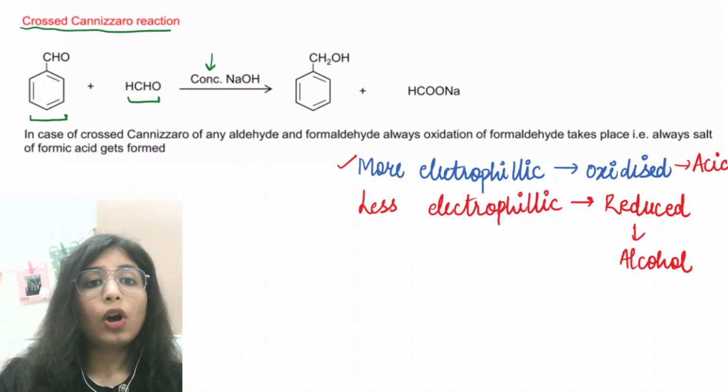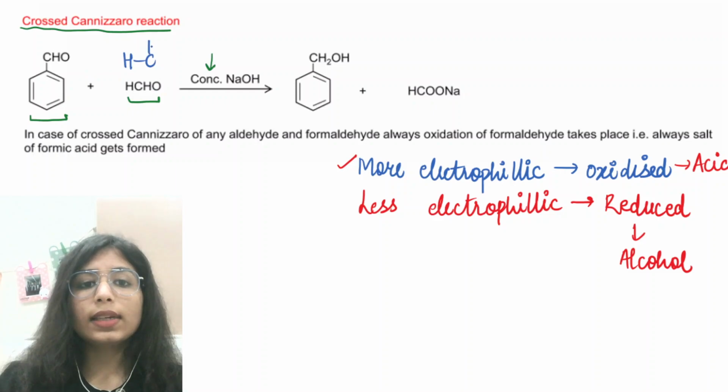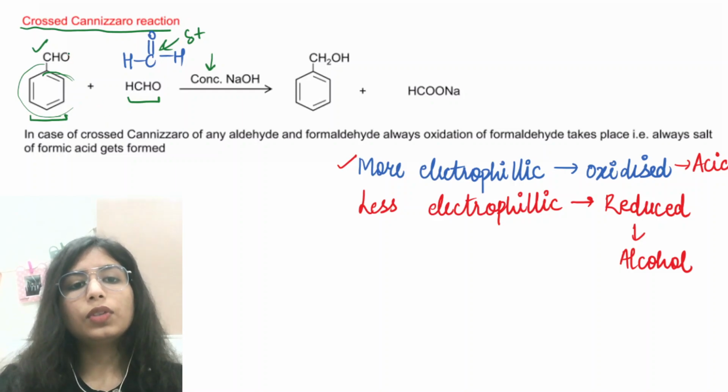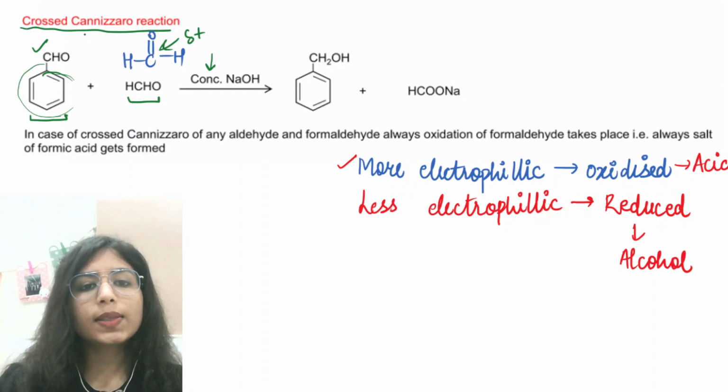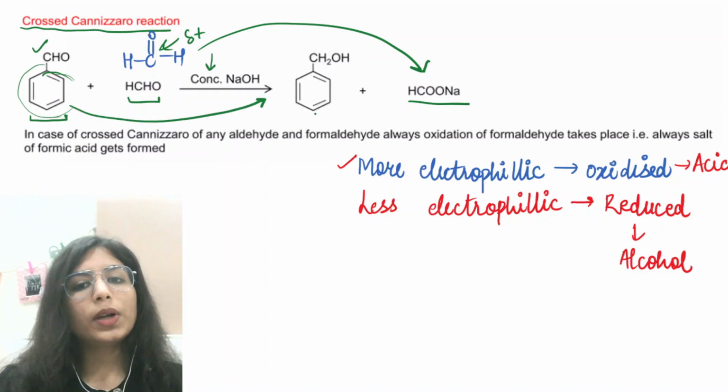So here if I talk about this specific case, then here we know that HC double bond O, this carbonyl carbon is more electrophilic in nature as compared to this carbon, because it is attached to a benzene ring, and benzene ring can donate electrons. So that is why the electrophilicity of the carbonyl carbon is reduced in this case. So what will happen, this will get converted into the acidic part, that is the HCOONa part, and this will be reduced to the alcohol part, that is the CH2OH part, right?